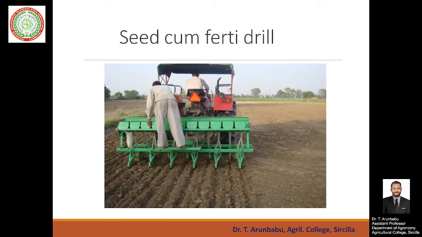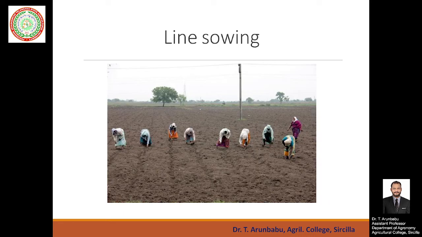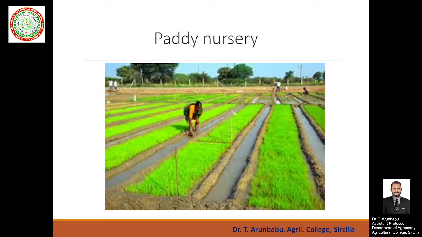Next, another important implement that can be used for sowing of the seed, followed by fertilizer application, is the seed cum fertilizer drill. This implement can sow the seeds and apply the fertilizer at a time. Next one, line sowing. In this operation the seeds are sown in lines, and by this operation we can maintain the optimum plant population in the field. So that is the line sowing operation.